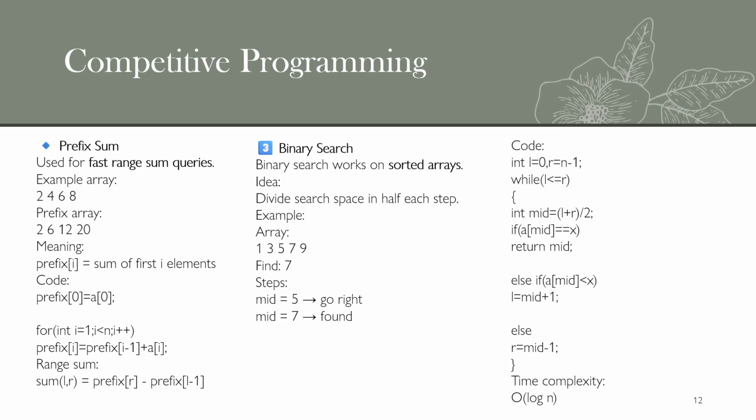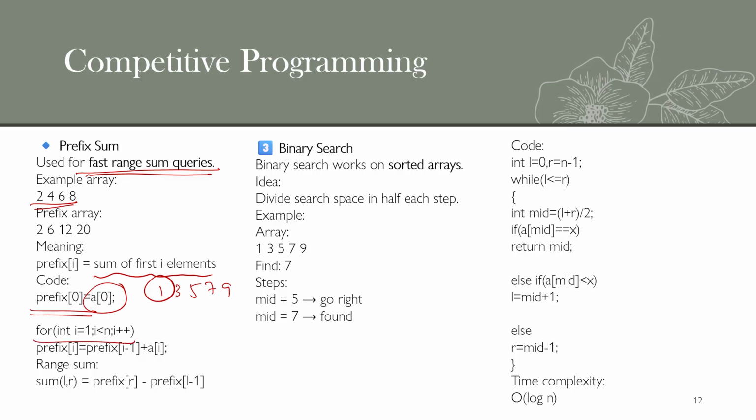Next we have prefix sum. It is used for fast range sum queries. You have an example array of 2, 4, 6, 8. Prefix array is 2, 6, 12, 20. Prefix of i means sum of the first i elements. If we say prefix of 0, that means the sum till the first element; suppose the array is 1, 3, 5, 7, 9. So 1 will be the answer.